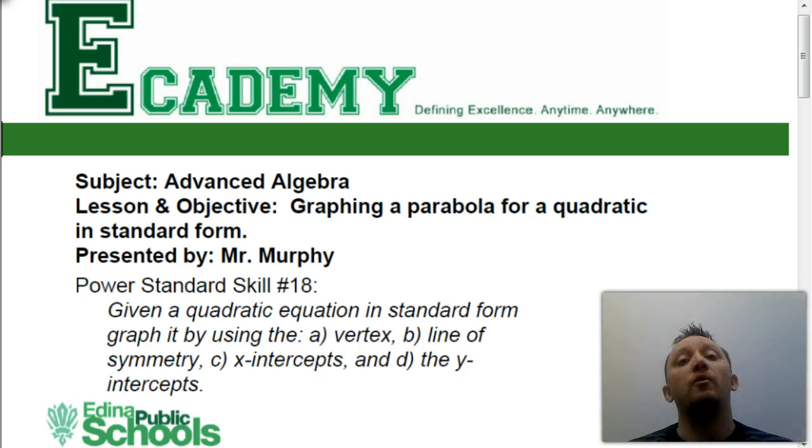Well, there you have it. We are finally done with power standard number 18. We have figured out successfully, hopefully, how to graph a parabola using the vertex, the line of symmetry, the x-intercepts, and the y-intercept. So hopefully you understood all of that and were able to piece it all together.